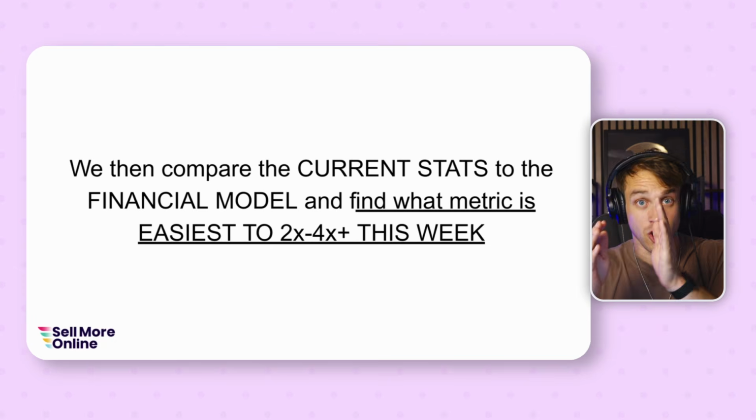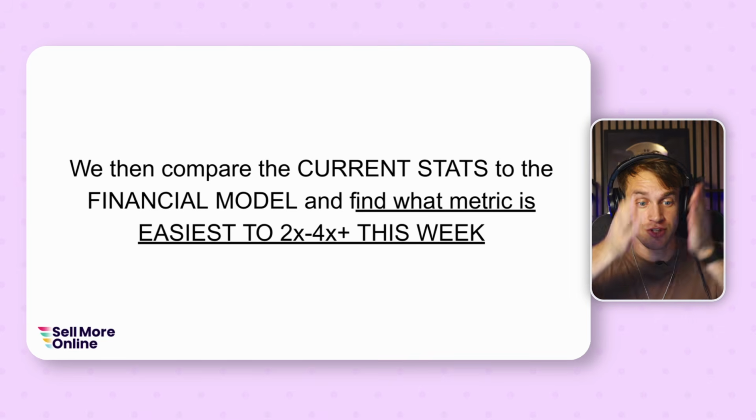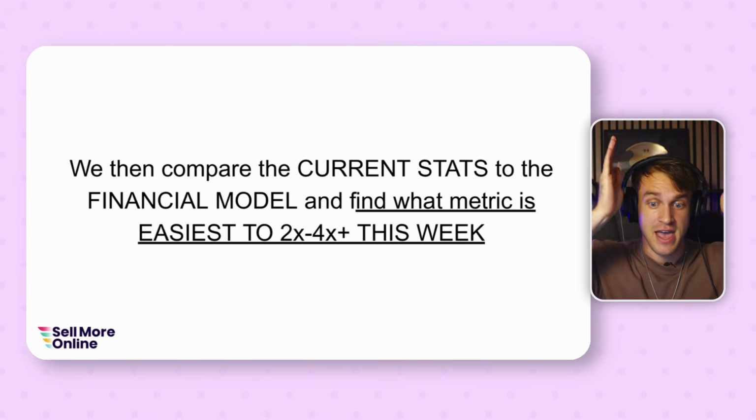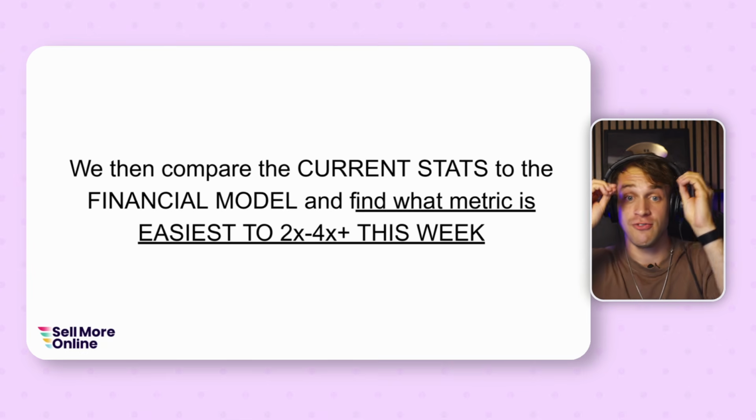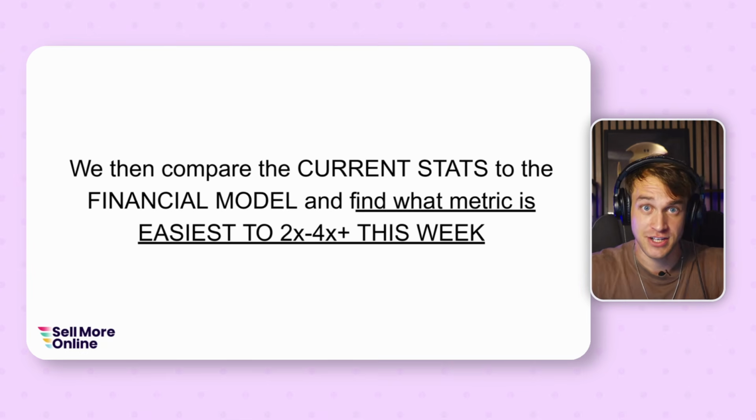We then compare the current stats, like I was talking to the financial model, okay? And find what metric is easiest to 2x to 4x plus this week. We then make a plan for the week to only solve that bottleneck. So what is the easiest thing to 2x to 4x at this given point? That's the bottleneck. That's the choke point in your funnel, preventing you from scaling.